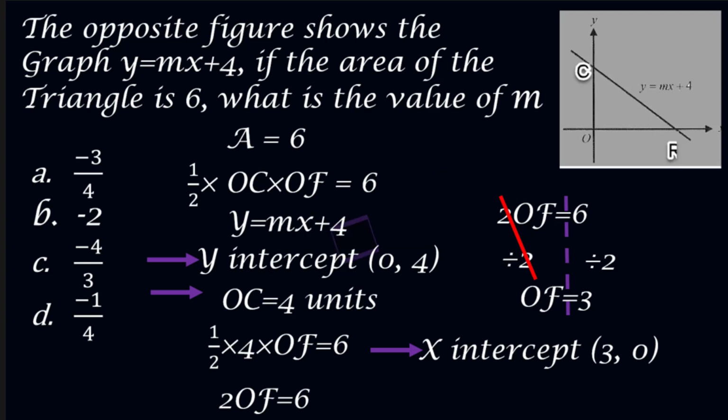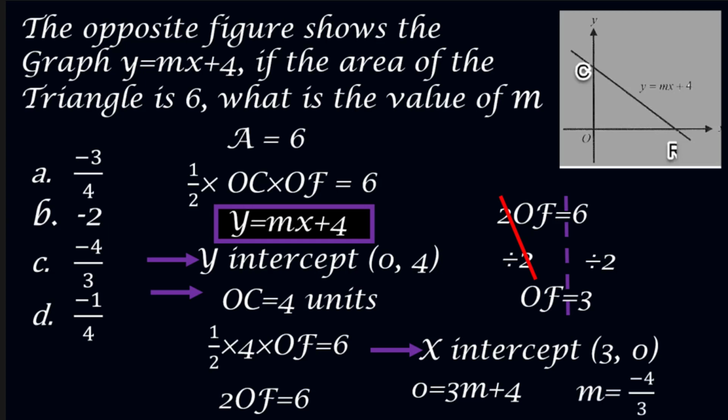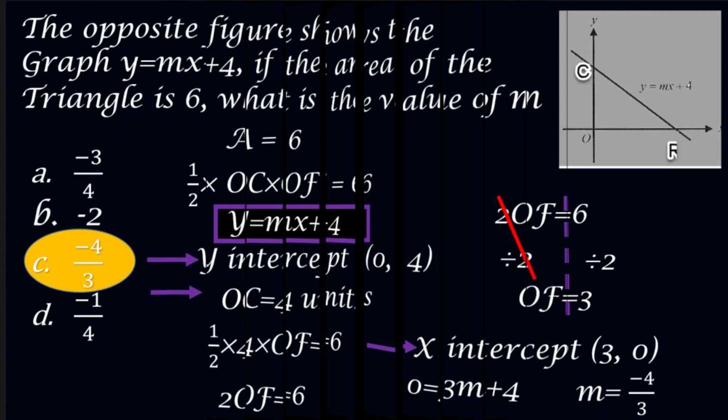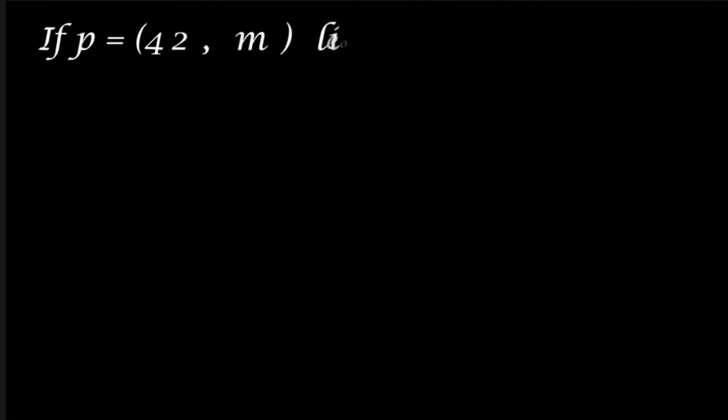He said, what is the value of m? Look at this equation. You can substitute 3 comma 0 in this equation. So delete y and write 0. So 0 equals 3m plus 4, deleting x and writing 3. Now we can deduce that m equals negative 4 over 3. So the slope is negative 4 over 3. It's very important.